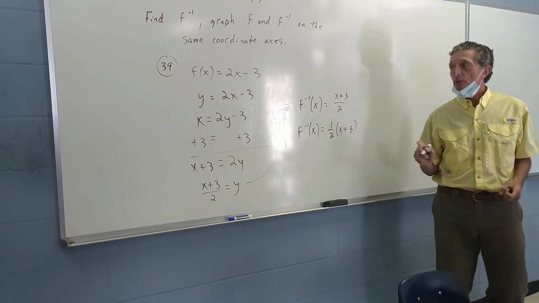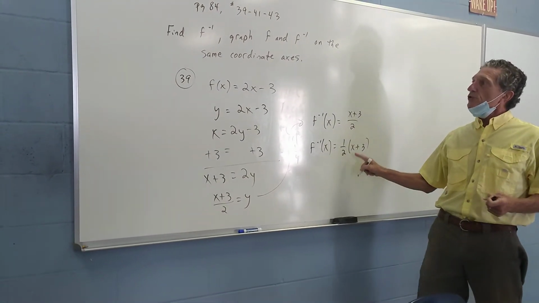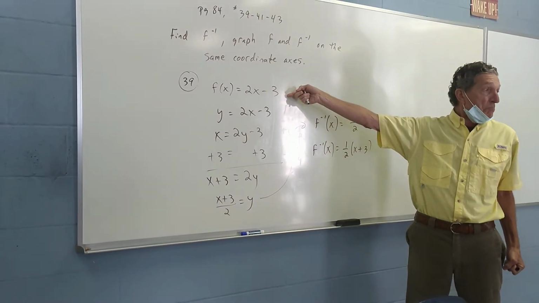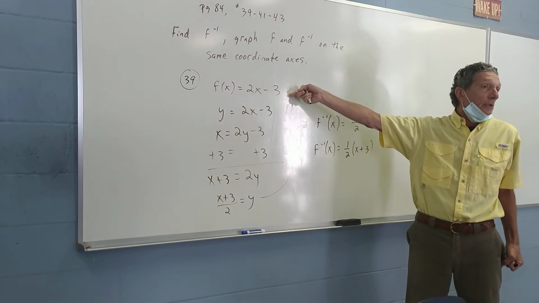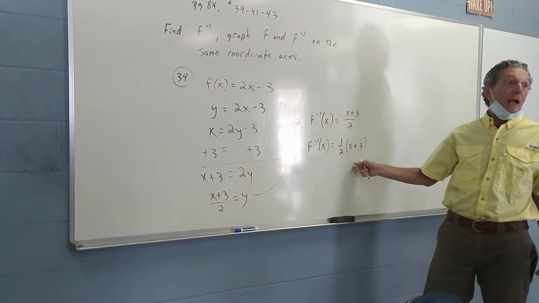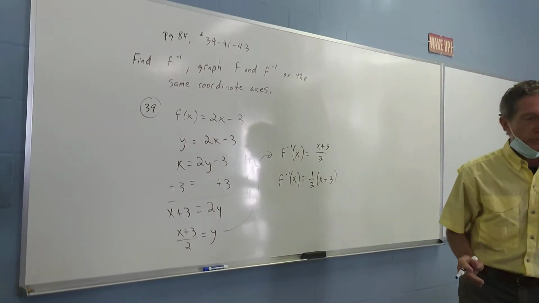Now, you can leave it in this form for graphing, or you can change it into the same form as the original function, which is slope-intercept. Doesn't matter, really, because the next job is, once the inverse has been found, graph the two of them together. All right? So I'm going to do that.